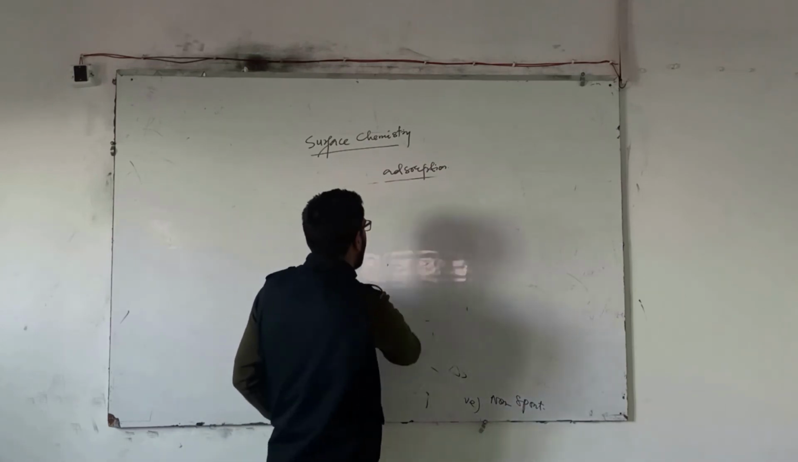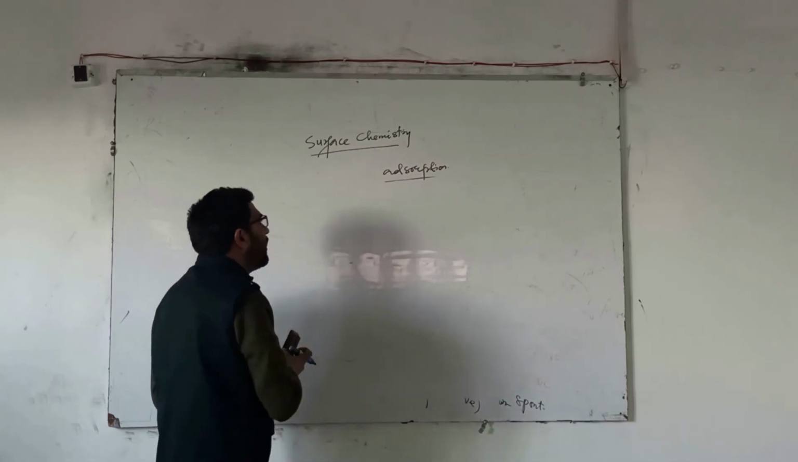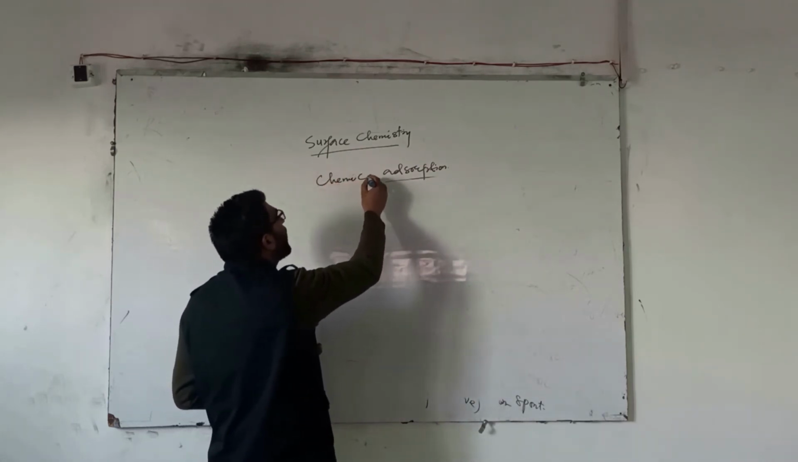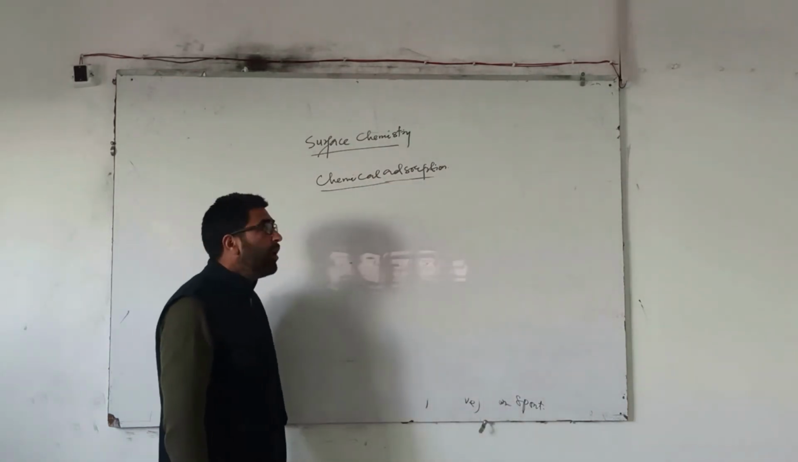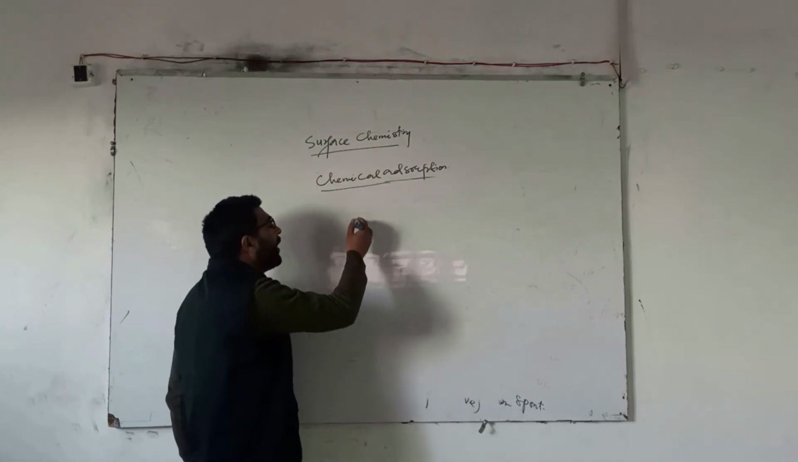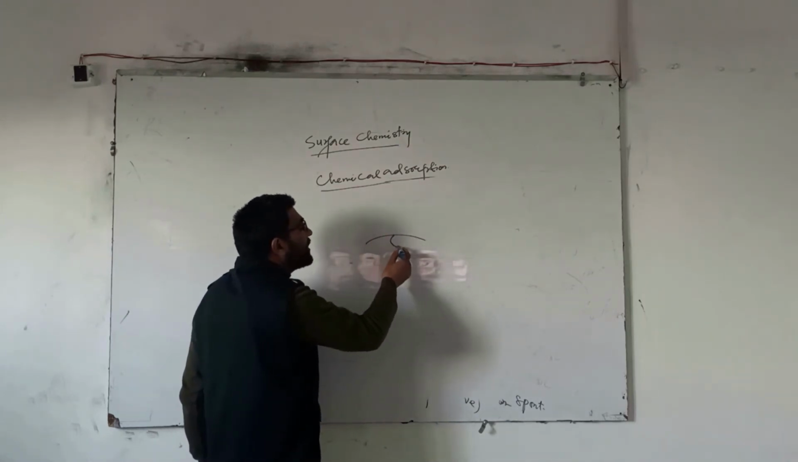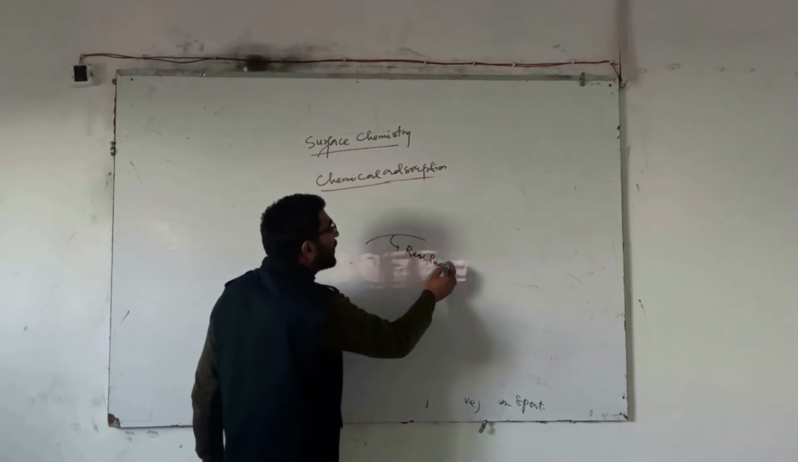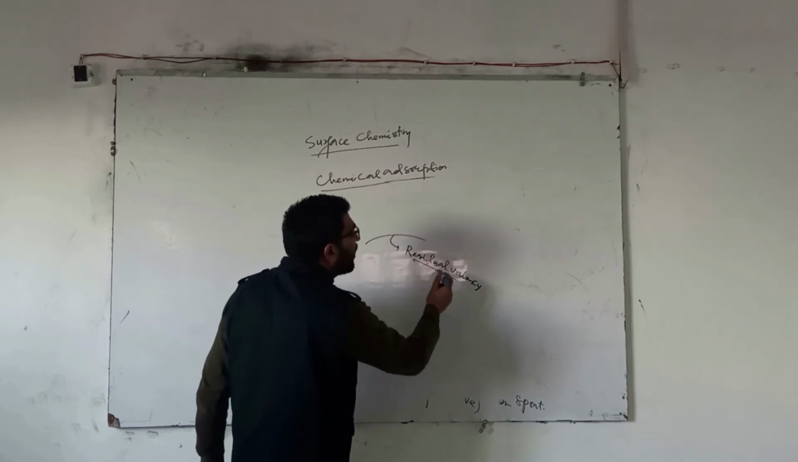Now let me take the second one, that's called chemical adsorption. Let me take the chemical adsorption into account. So what is meant by chemical adsorption? First of all, I will remind you, when the surface is having the residual valence. Remember the point. Residual valence, I told you in the previous lecture.